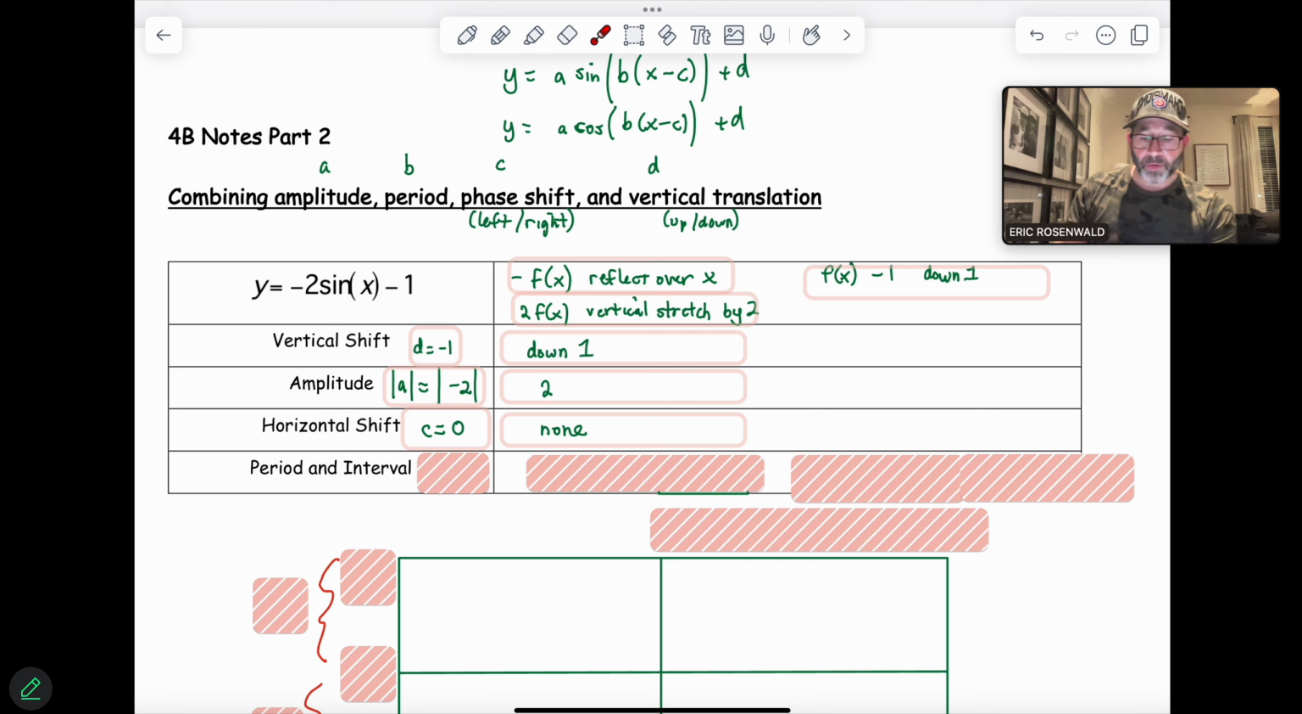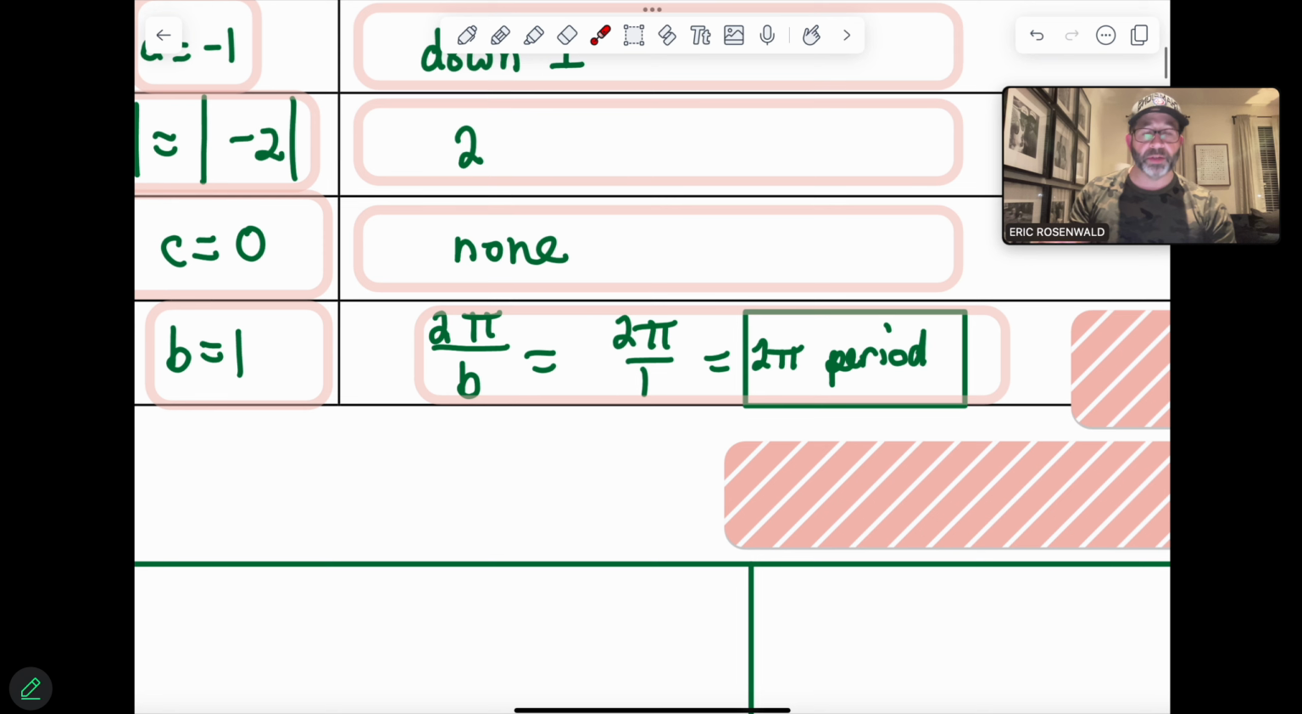So there's none. For the period of this, the B value is equal to 1. There is a 1 attached to my x right here, and so it's just 1, which means that when we look at our period, if you remember, the formula is 2 pi divided by b, and in this case, my b value is equal to 1.